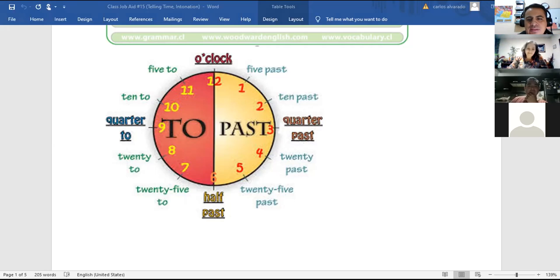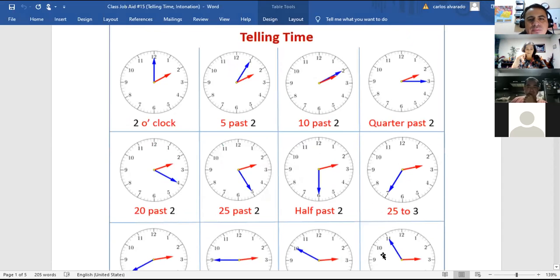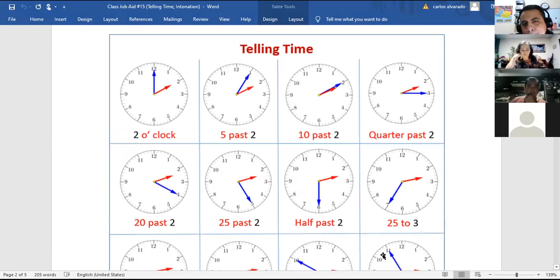Estoy esperando que les caiga esta guía. No sé por qué no está cargando ahorita en WhatsApp. Okay, all right, very good. Don't worry, we can share it here. All right, very good. So I have some exercises for you, okay?